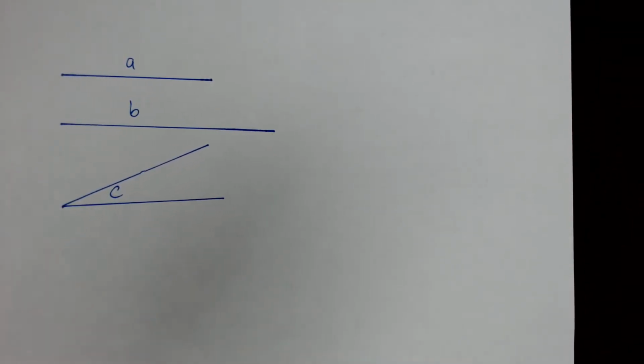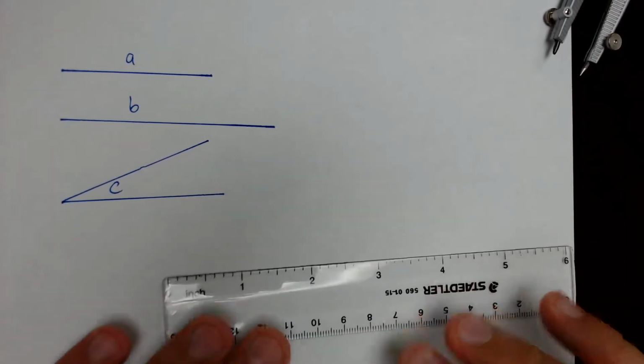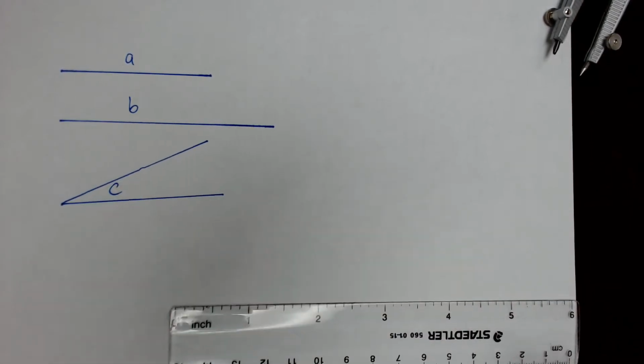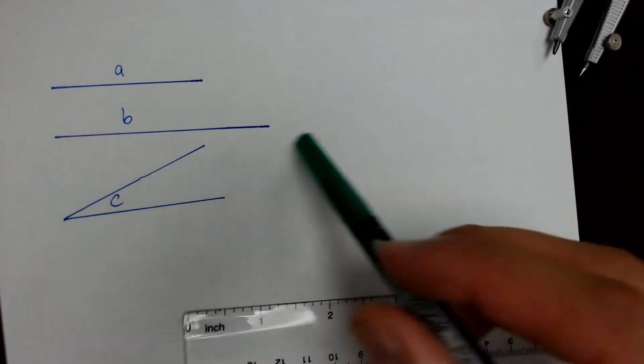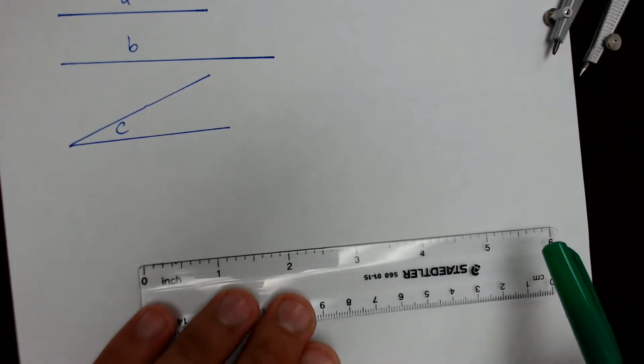So, just like all of our other constructions, we're going to use our compass and our straight edge. Let's start off by reconstructing one of these lines. The way I like to do it is I always like to mark off the largest line first. That's just easier for me. So I'm going to start off by reconstructing line B.